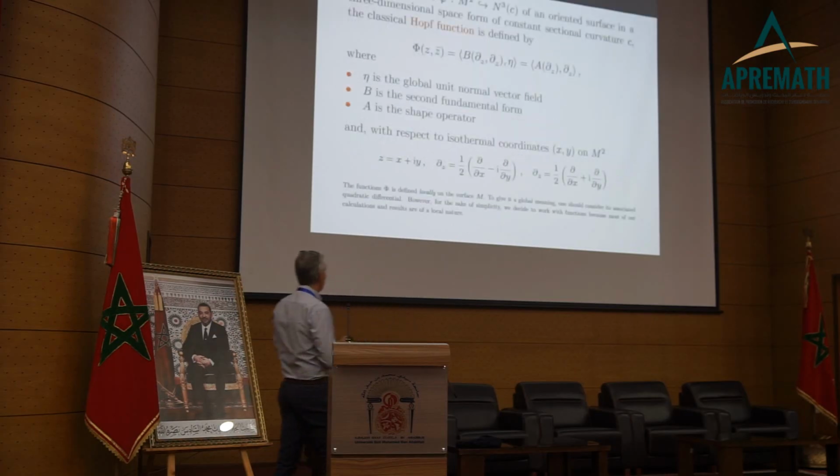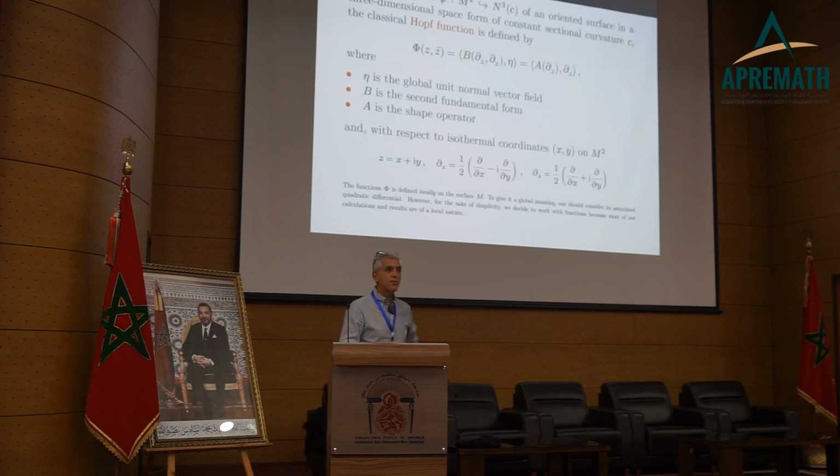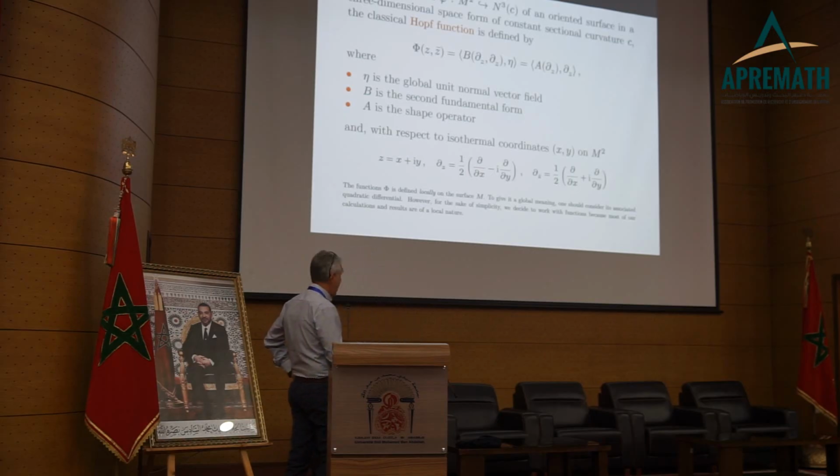The first thing I would like to tell you is about some classical topic. Suppose you have a surface in a three-dimensional space form, and then you can define this function, which is called the Hopf function. This one is the second fundamental form, this one is the shape operator. Well, to do this, you just have to start with isothermal coordinates of your surface. Then you have the classical operator dz bar, and then you can extend B by linearity. You can define B on dz, and then you have this function. This is a complex function.